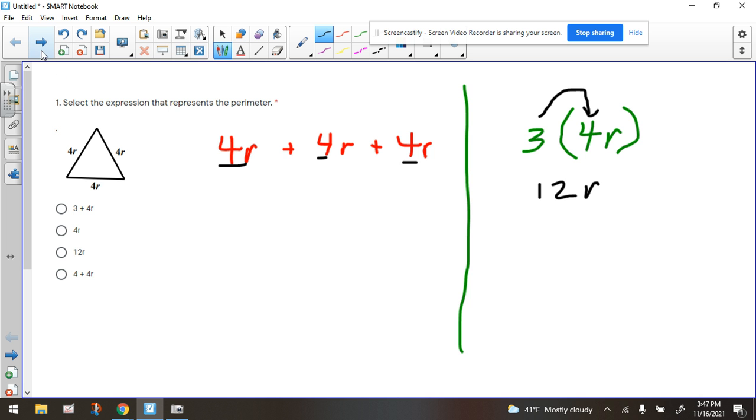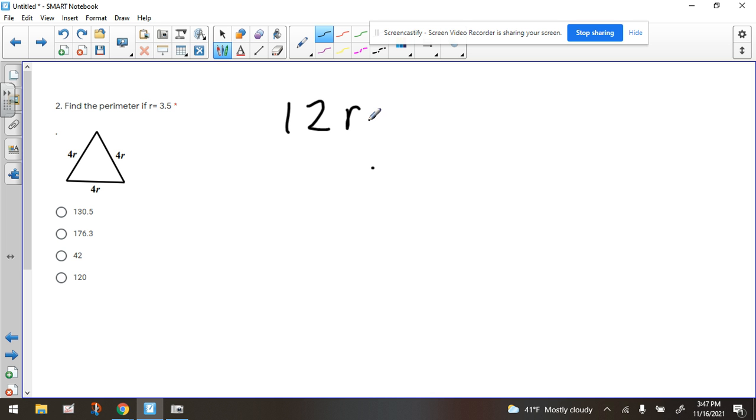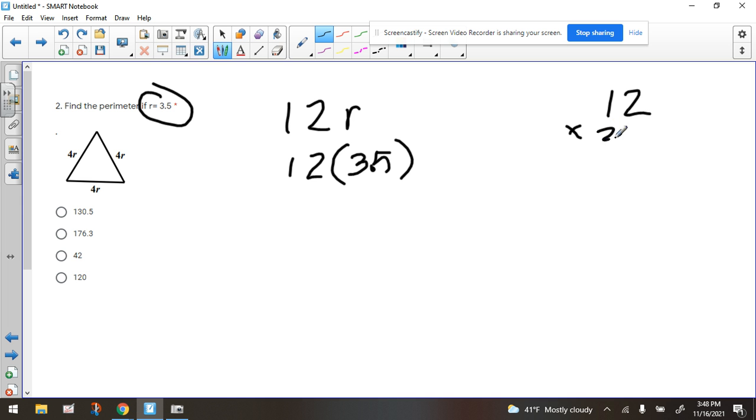So we're going to pick this. We're going to use that to do number 2, because the expression we picked was 12 times r. So let's use that. We'll substitute in the value that they give us for r, which is 3 and 5/10. So on your paper, write 12 and then put in parentheses 3 and 5/10, because that would imply that we're multiplying it. And then off to the side, you'll do the algorithm for 12 times 3 and 5/10.